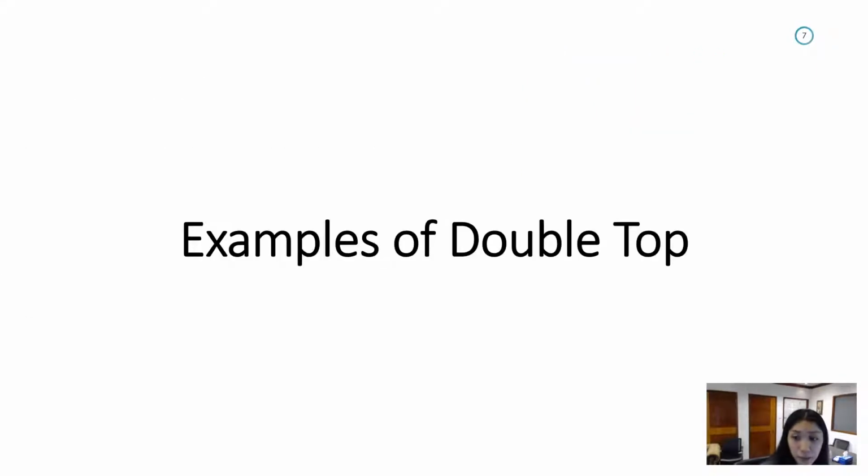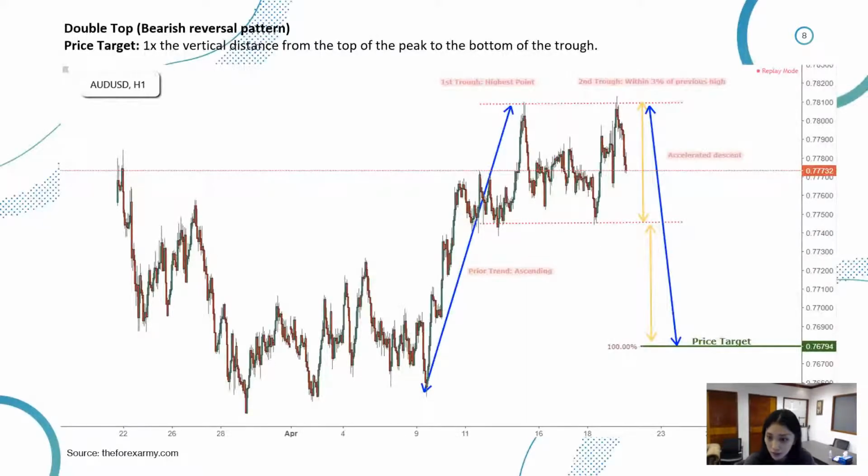Let's look at some examples of double top. From this chart, we can identify that the highest point would be here. The first highest point and the second highest point of the double top will be here. And this will be the resistance level for the double top.